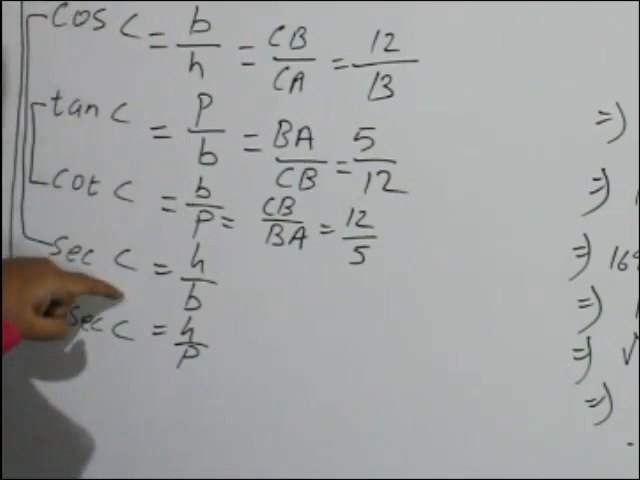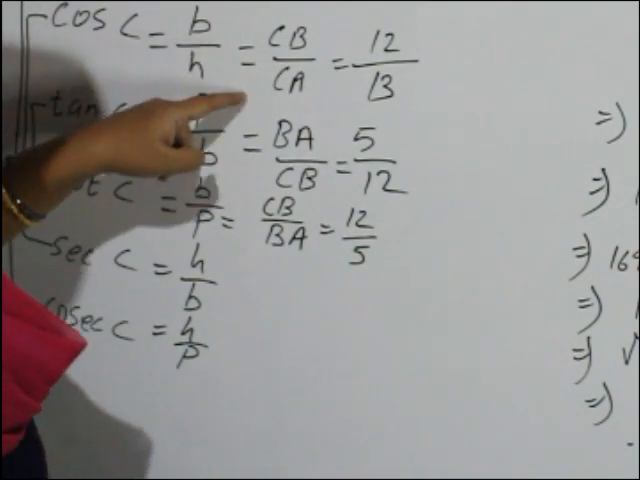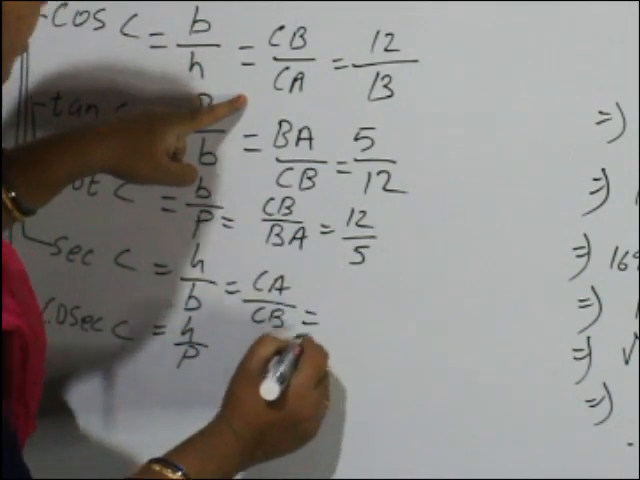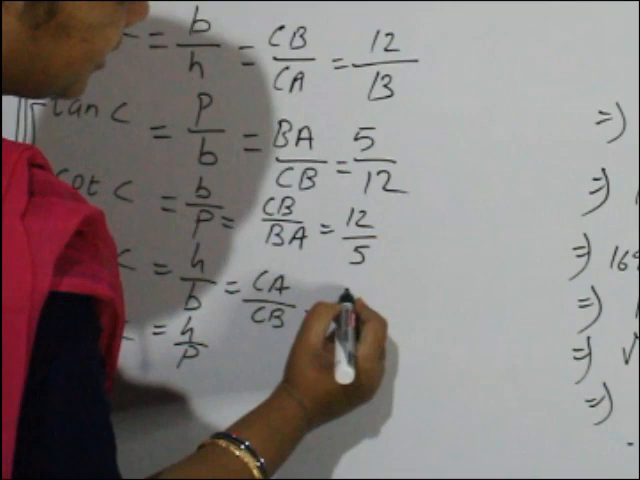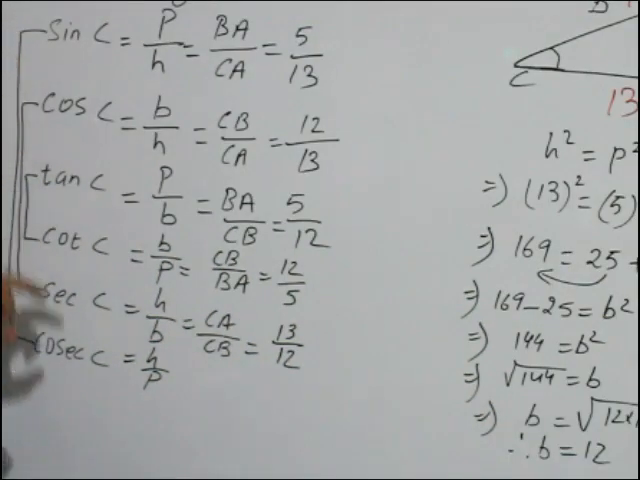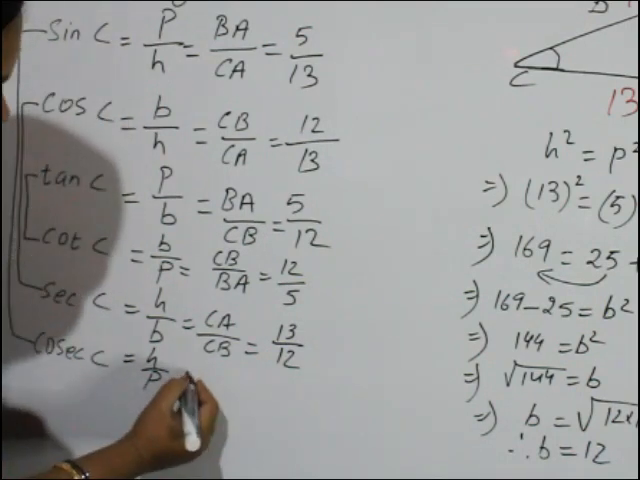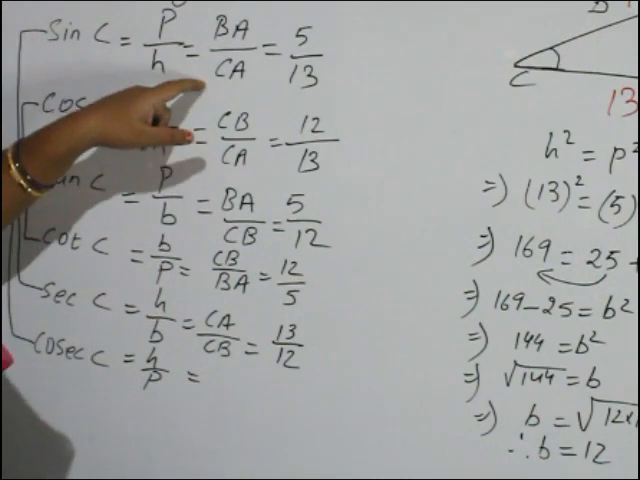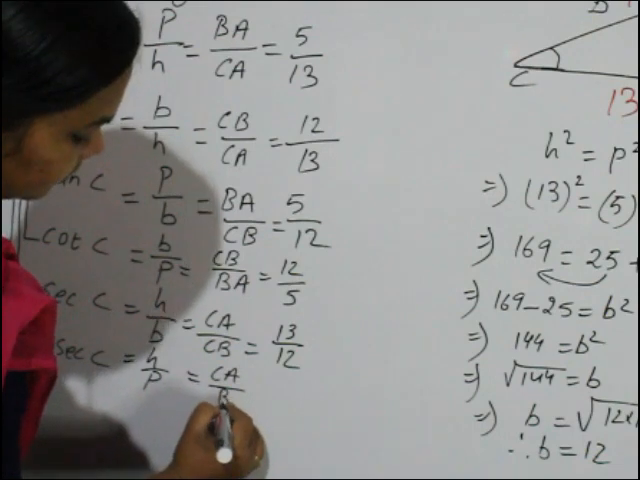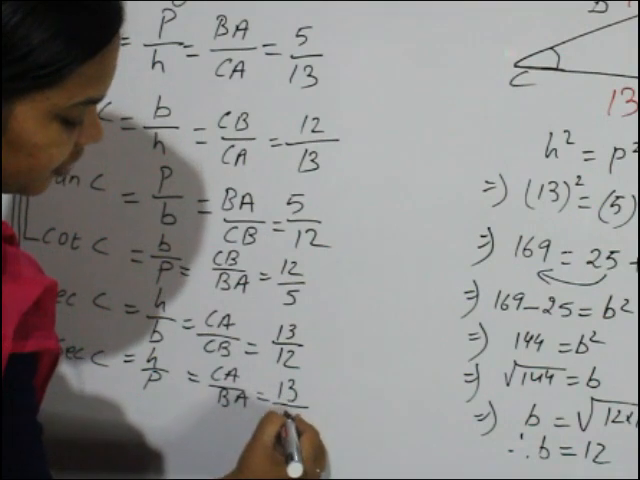Reciprocal. Cos is B by H, sec is H by B. This is CB by CA, this is CA by CB, reciprocal. So it is 12 by 13, and this is 13 by 12. Cosec and sine are reciprocals. Sine is P by H, cosec is H by P. Sine is BA by CA, cosec is CA by BA. This is 5 by 13. This is 13 by 5.